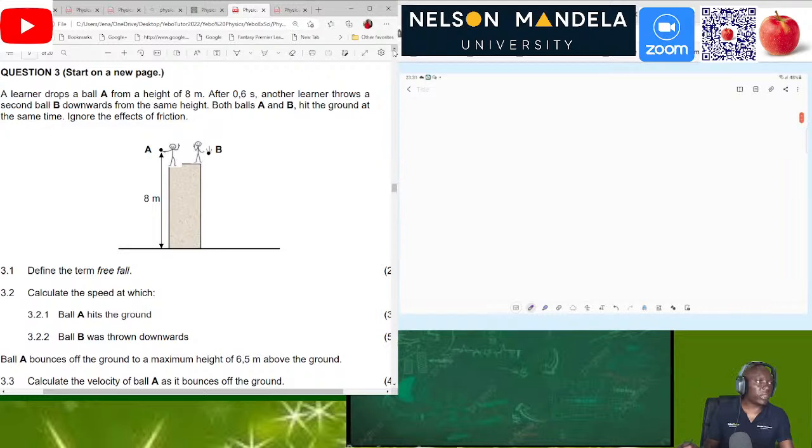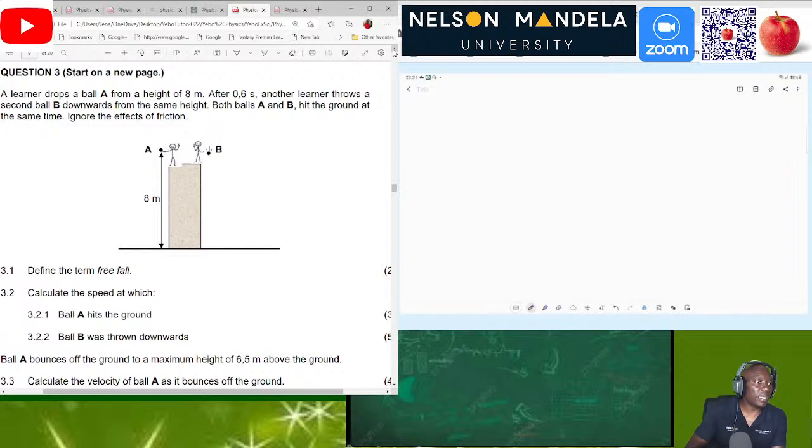So we have a learner who drops a ball A from a height of 8 meters. So there is the guy to the left. He drops a ball A from 8 meters above the ground. Then after 0.6 seconds, another learner throws a second ball B downwards from the same height. The first one drops, the other one is thrown. Now both balls A and B hit the ground at the same time.